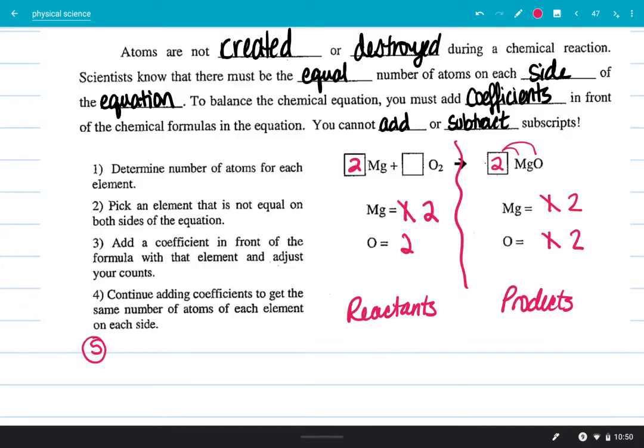Step 5, recount and simplify ratios. I will get to that later, but essentially, if you have at least 1 odd coefficient, you're probably good. If everything else is even and you have at least 1 odd coefficient. Odd meaning like a 1, a 3, a 5, or a 7 or something like that. Yeah, that one's good. We are done. Let's try another one.